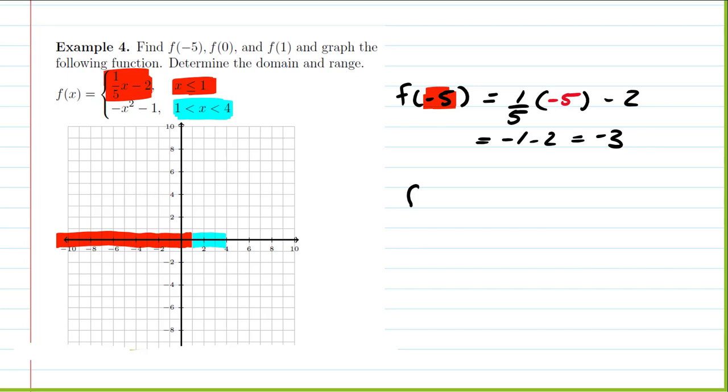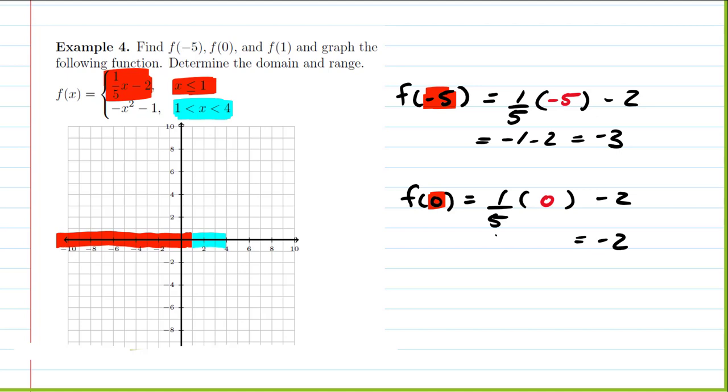We would do the same thing. We want to calculate f of 0. So now we have to determine, is 0 less than or equal to 1, or is 0 between 1 and 4? Well, once again, 0 is less than or equal to 1. So that's going to go into our red rule. So we would have 1/5 times 0 take away 2. And 1/5 times 0 is 0, take away 2 is -2. So f of 0 is -2.